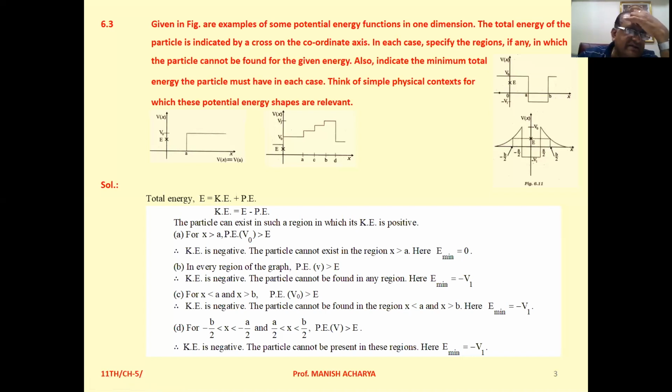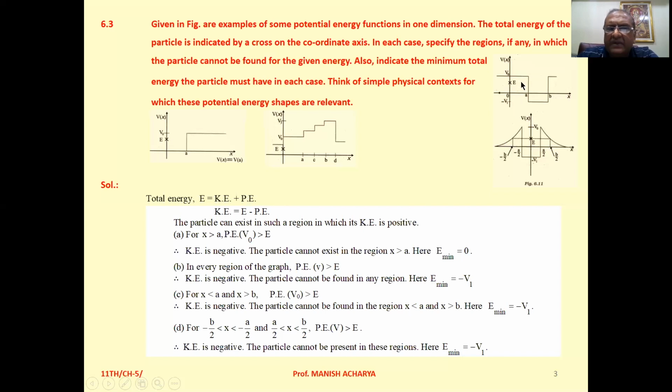Okay, then second thing, now this one. So here see, potential energy is again greater than total energy, and in all regions up to A, to C, to B, to D and onwards, everywhere here potential energy is greater than total energy. Now again from this equation we can say, if potential energy is greater than total energy, kinetic energy will be negative. Never possible. So anywhere below the graph, the particle will not be there.